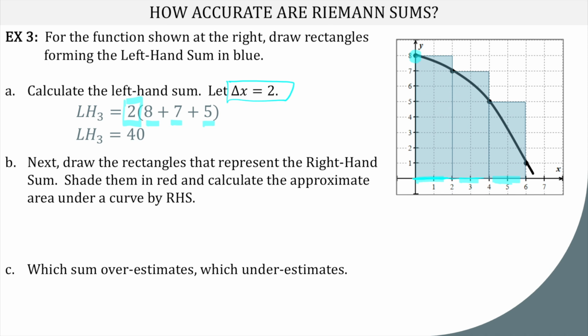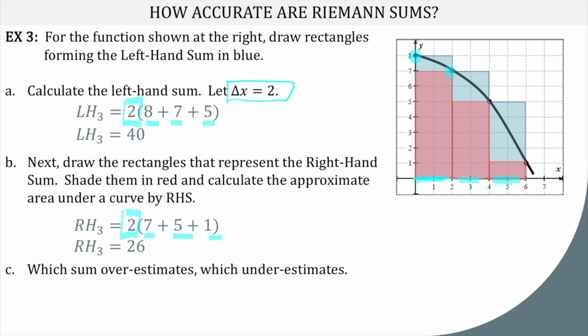Now let's try this again with a right-hand sum. Same graph, but this time my rectangles are going to hit at the top right. So that one has a height of 7, then a height of 5, and then that little guy has a height of 1. So the area of those rectangles is 2, that's the width of each of them, times the heights added together, which is 26.